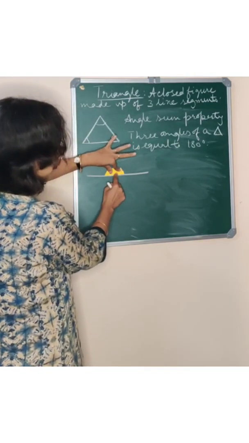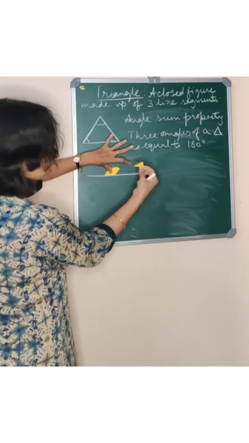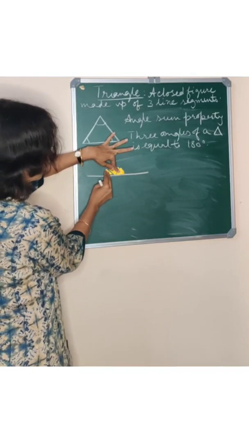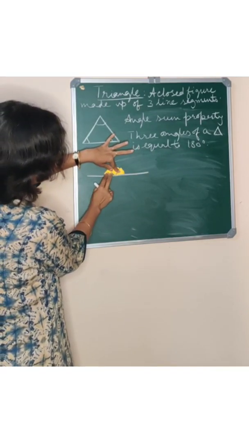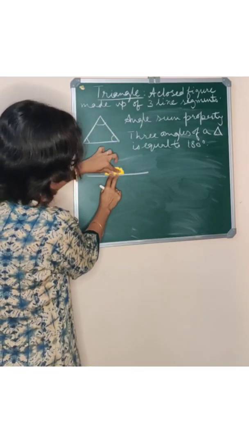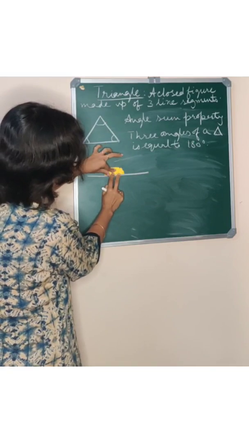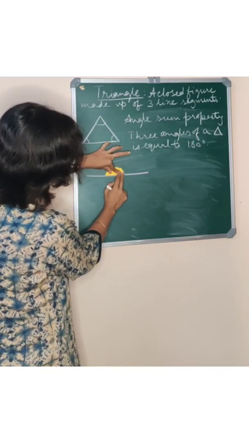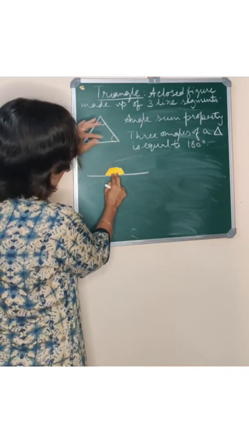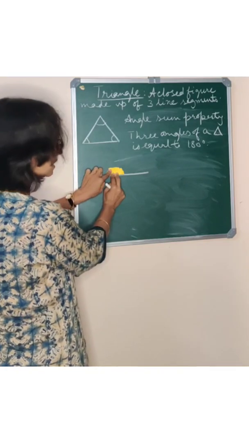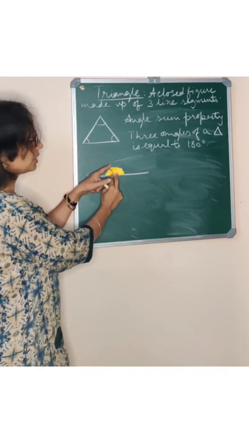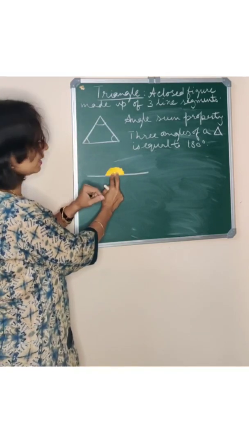So I took, see this is one angle, this is another angle, and this is another angle. You can see three pieces of paper. I have placed them properly close to each other, and you can see together they form 180 degree. You place them together and they make a straight angle. So by this activity we understand and we get the answer. The sum of three angles of a triangle is 180 degree.